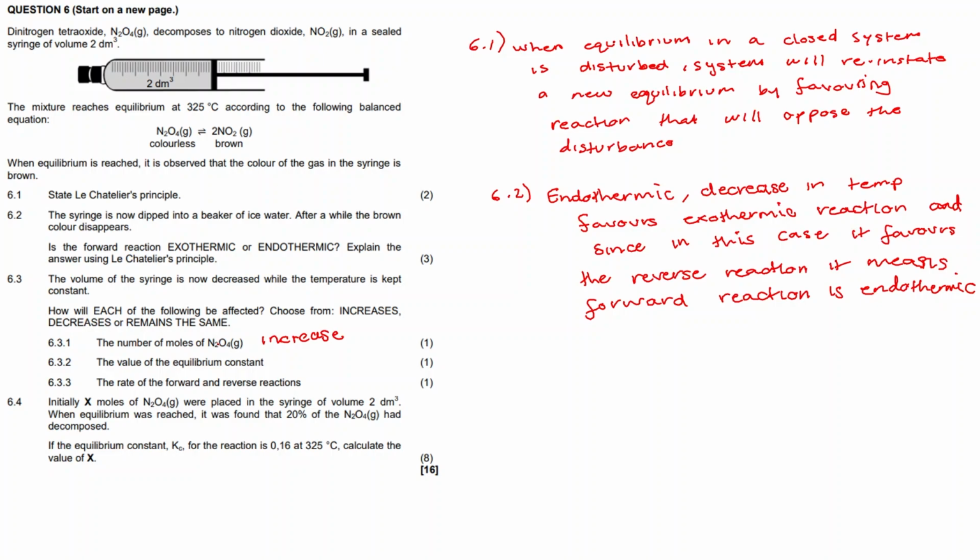Question 6.3.2. The value of the equilibrium constant. Since chemical equilibrium is only affected by temperature and not by the volume, the value of the equilibrium constant will remain the same. Question 6.3.3. The rate of the forward and reverse reactions. Since there is now an increased amount of moles and an increased concentration, this will cause the rate of the forward and reverse reactions to increase. I'm going to do the next question on a new page so there's more space to work out.